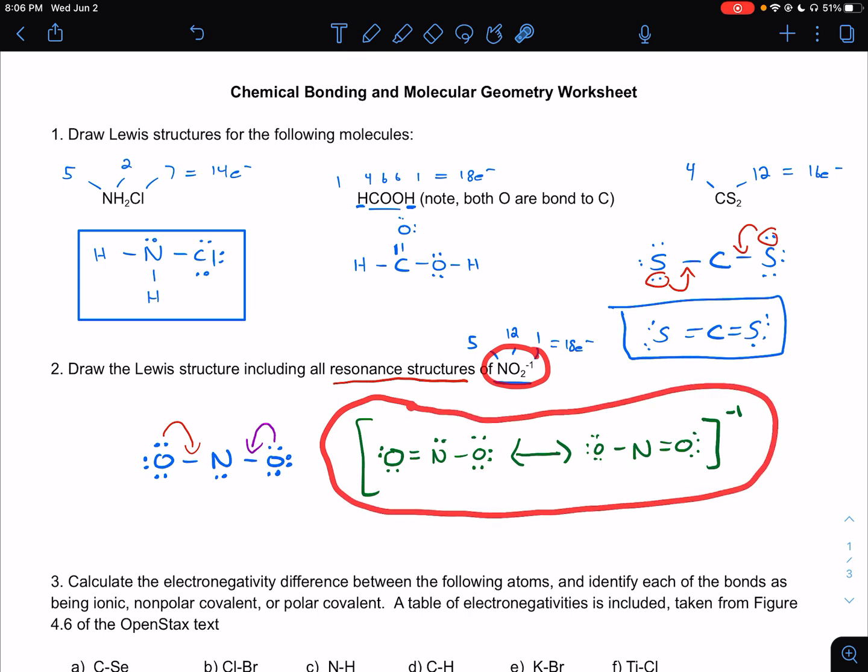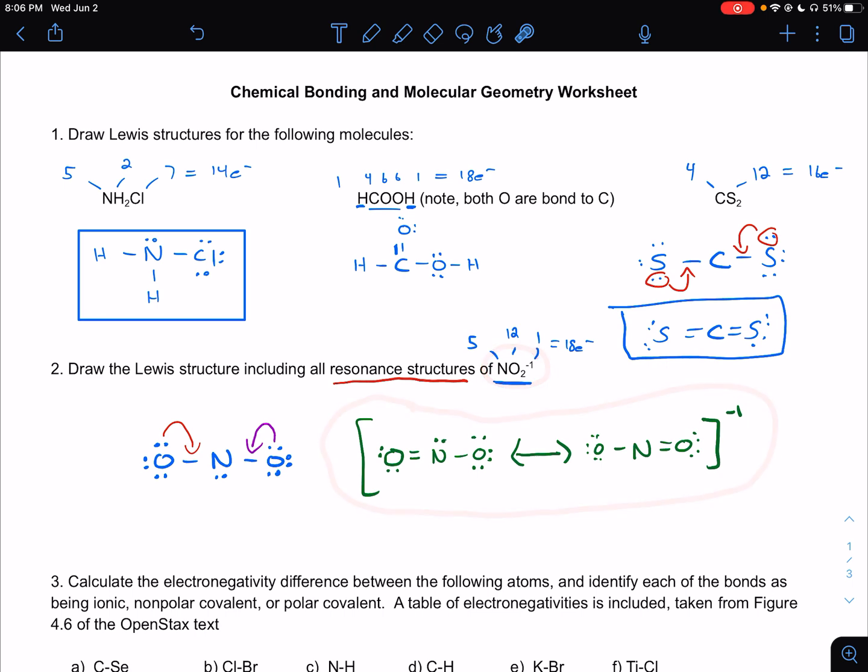And again, what this resonance structure means is it's not that we have a double bond and a single bond. It's really that the double bond and the single bond are really both, right? So they're really 1.5 bonds. We need 2 structures to represent the reality of that molecule.